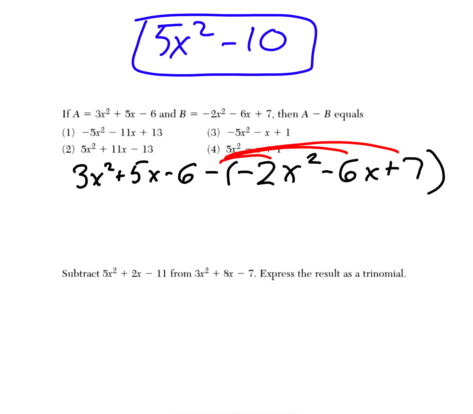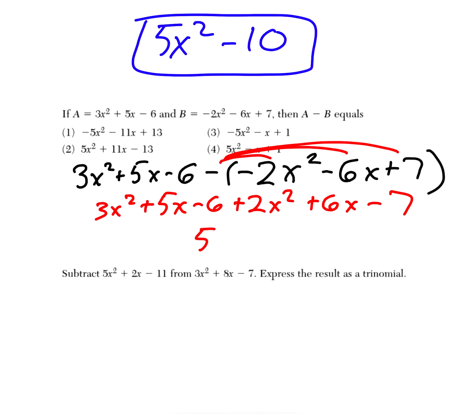So that would now be 3x squared plus 5x minus 6. Nothing happens to the first 3 terms, but the b is the one that changes to be plus 2x squared plus 6x minus 7. So when we combine like terms, we have 5x squared plus 11x minus 13, which gives you choice 2. That's a tricky part about subtracting polynomials, making sure to remember to distribute that negative.